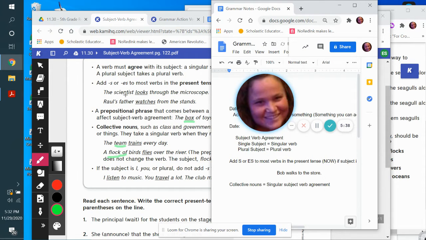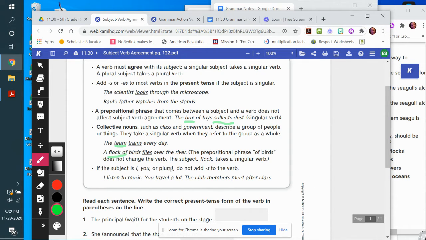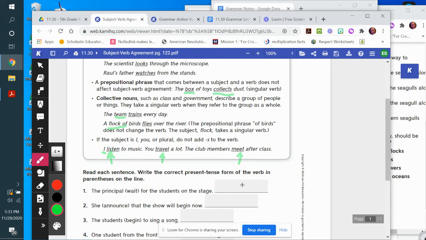And then finally, it says if the subject is I, you, or plural, do not add the s. It says, I listen to music. I is the subject. What are they doing? They listen to music. It doesn't say listens to music. That would not make sense at all. If it said I listens to music, it sounds really funny. Or you would say you travels a lot. We don't add that s when we're talking about I, you, or anything plural. So the club members, that's more than one, they meet. No s. They just meet after class.